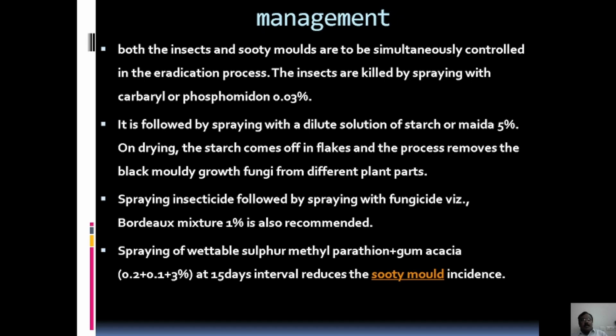The insects are killed by spraying carbaryl or phosphamidon at 0.03%, followed by spraying with a diluted solution of starch or maida, at the rate of 5% solution. Upon drying of this maida, the starch comes off as flakes along with the encrusted mycelial growth already present on the leaf surface. Spraying of some insecticides is also helpful in reducing the insect population, and spraying of wettable sulfur reduces the population buildup of Capnodium on the surface of the leaves.